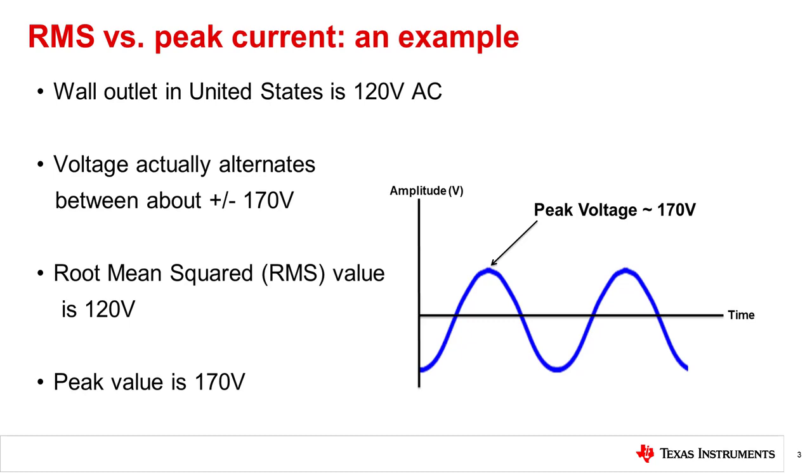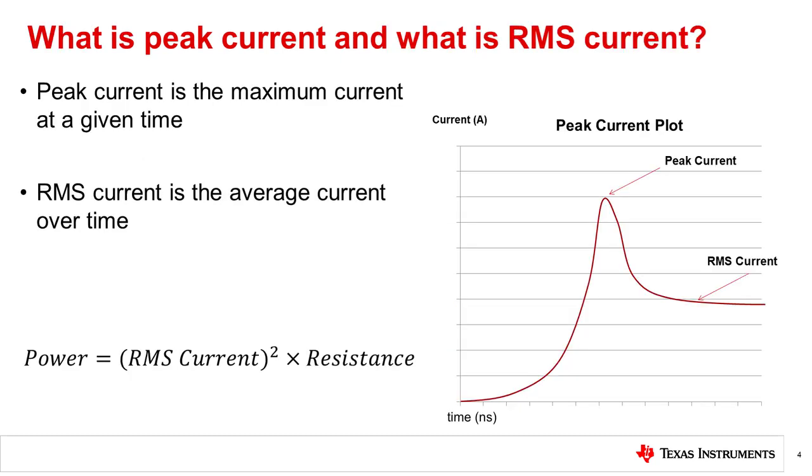In this presentation, the focus is about learning how RMS and peak current relates to motor drivers, so we are more interested in direct current or DC applications, not alternating current or AC as in this example. Peak current can be defined in this way. Peak current is the maximum current at a given point in time. RMS current, on the other hand, can be defined as the average current over time. RMS current can be calculated mathematically from any waveform, not just a sinusoidal waveform.